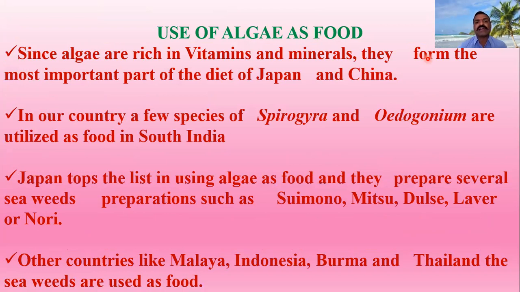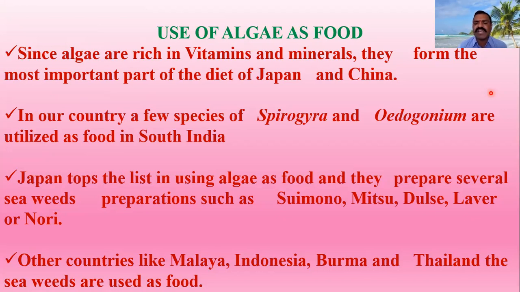So the algae are rich in vitamins and minerals. They form the most important part of the diet of Japan and China. A number of varieties of food are made from them; they are making different food items from this algae, especially in Japan and China.